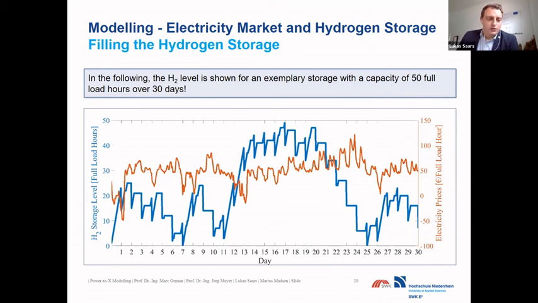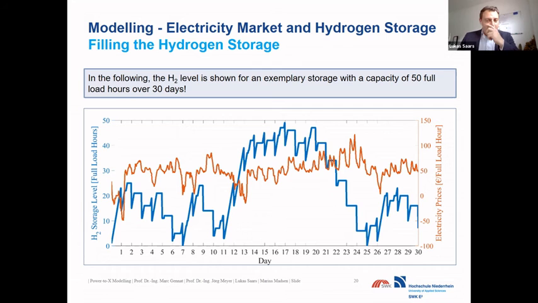Now I want to show this graph. In the following, the hydrogen level is shown for an exemplary storage. So you can see the hydrogen storage level in blue, and in orange, the electricity prices. And the aim is to take advantage of the favorable electricity prices on the stock exchange with the help of the hydrogen storage system.